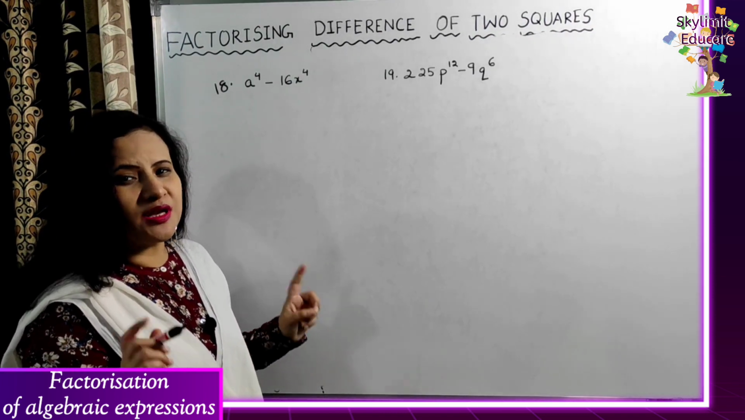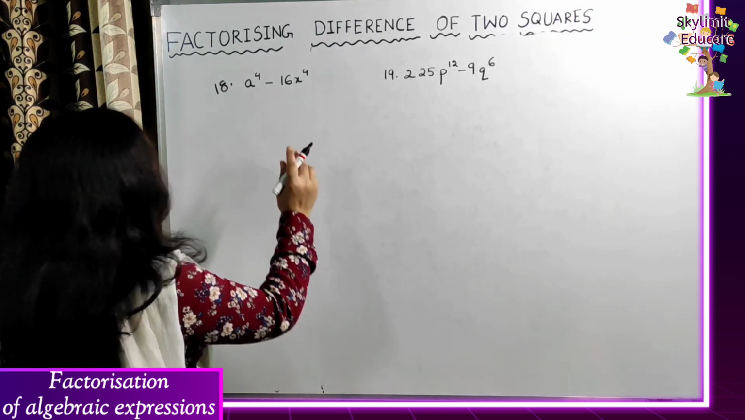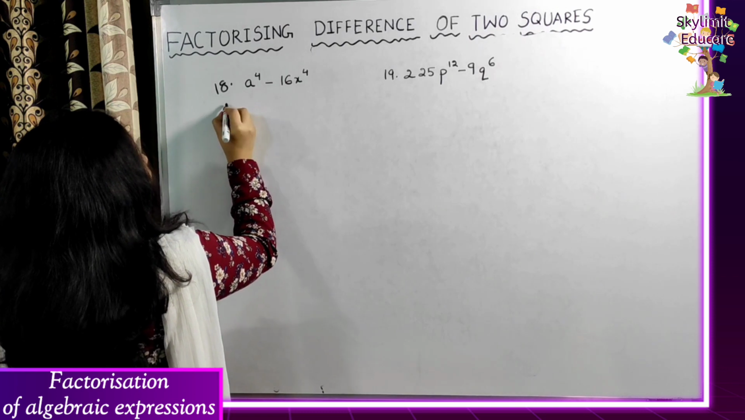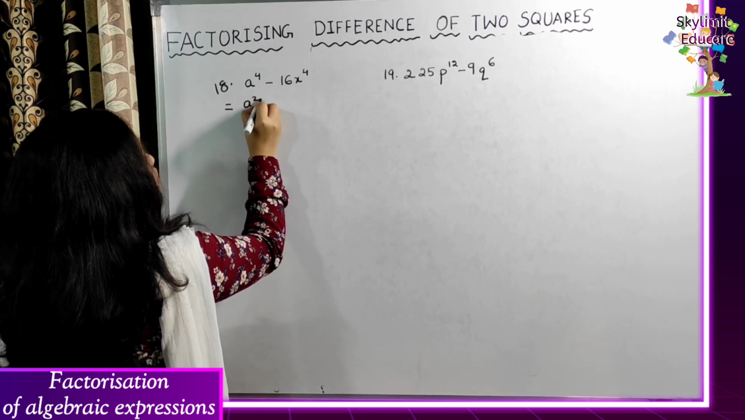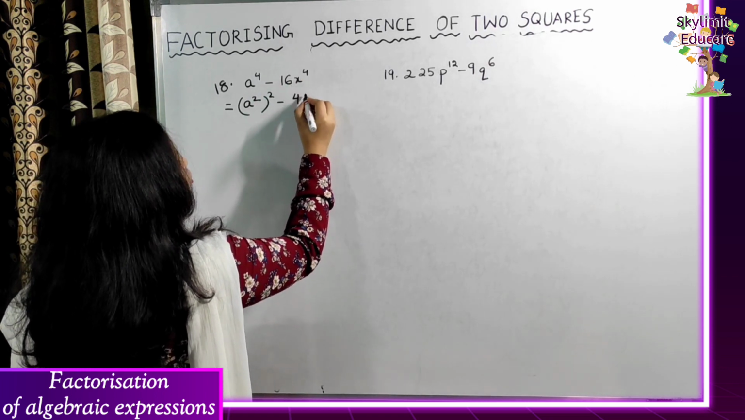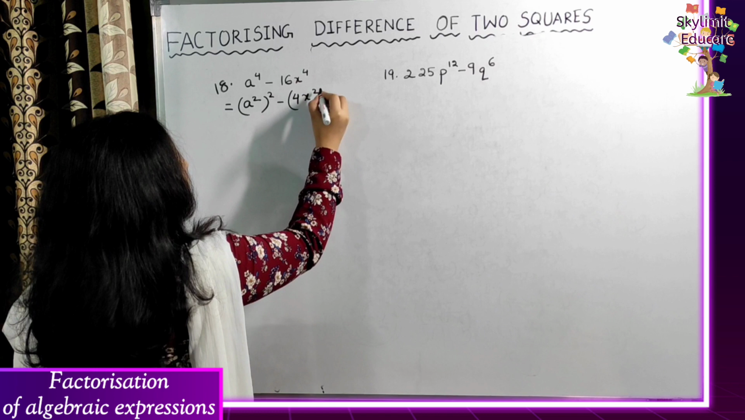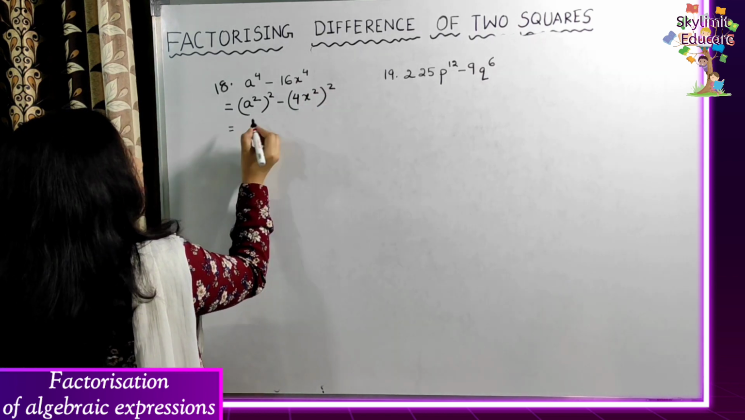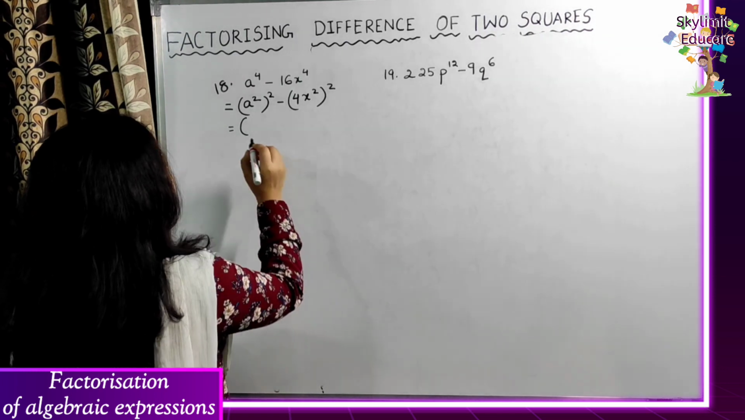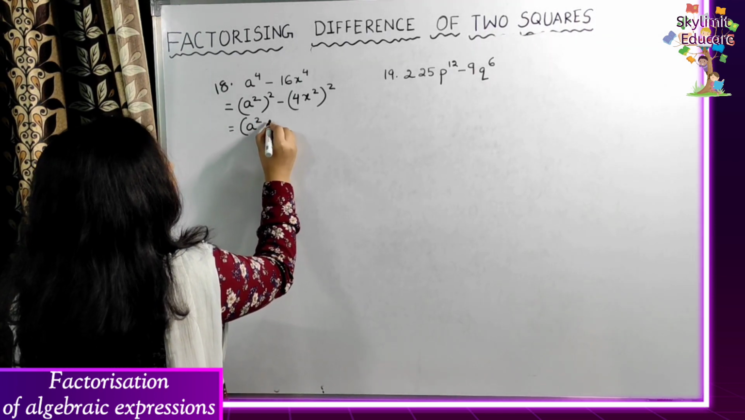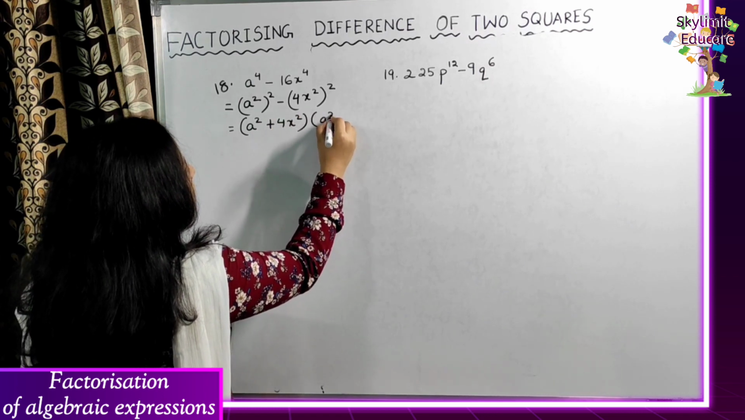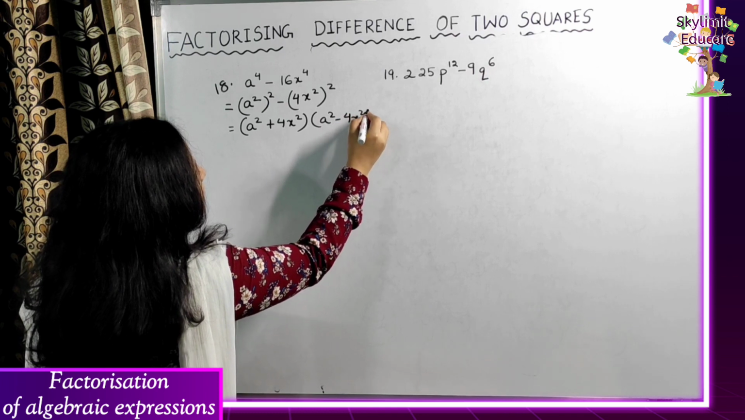So now let's come to the last two questions for today. a to the power of 4 minus 16x to the power of 4. Okay, so this can be written as the square of a square minus 16, which is the square of 4, and x to the power of 4 is the square of x square. Okay, clear? Now you have to write it as the product of the sum and the difference, right? So a square plus 4x square, a square minus 4x square, right?